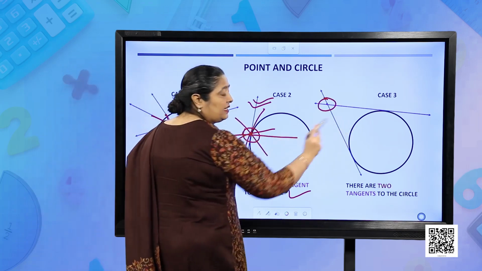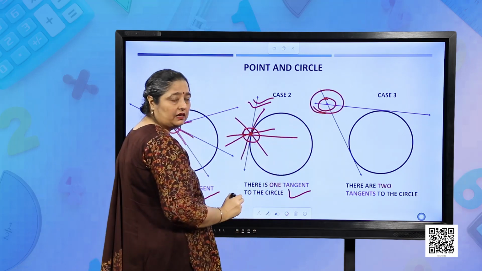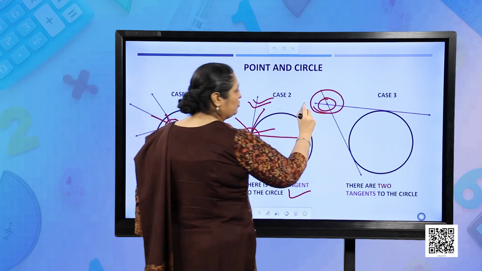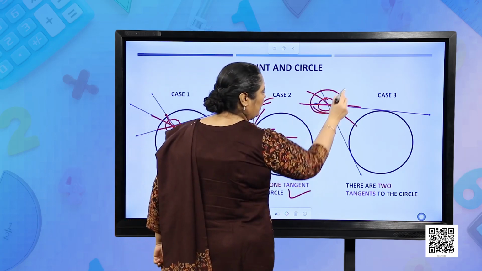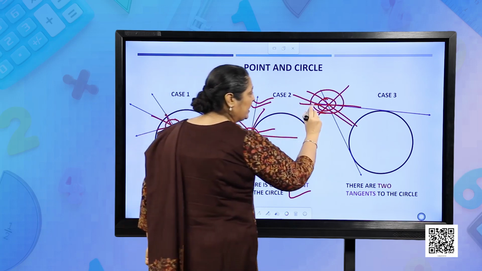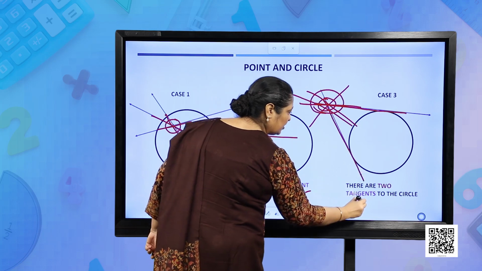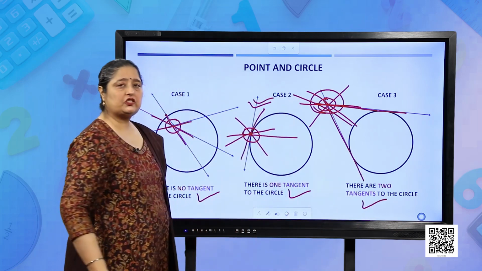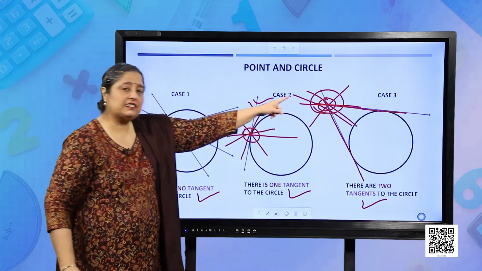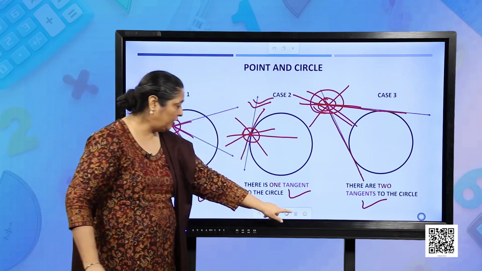Let us see the third case. We have a point outside the circle. How many tangents can we draw? We can draw as many lines as we want, right? But we have only two tangents. This is one tangent and this is the second tangent. So, we have two tangents to the circle when the point is outside the circle. So, we have three cases. I hope it is clear now.